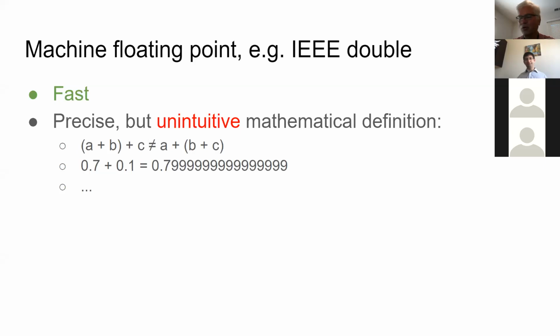So floating point has the advantage that it's fast. It has a precise definition, but one that's rather unintuitive. In particular, it's not associative, for example. Sometimes even really simple problems generate somewhat surprising answers.